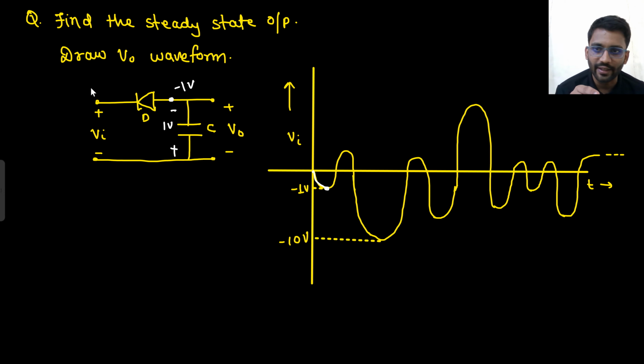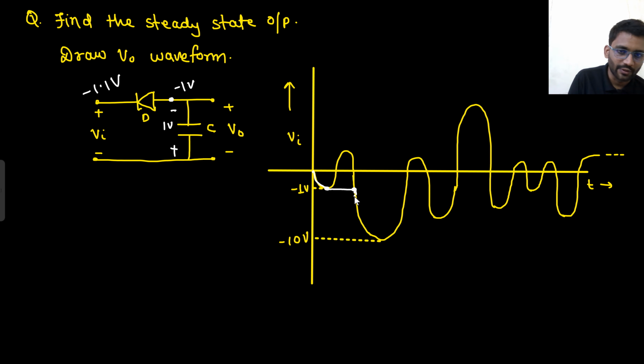At the next moment, the input will be minus 0.9 volt. So the N side is having more potential, the P side is having lesser potential. That means the diode will be off. And if the diode is off, the capacitor will retain its voltage until your input goes lower than minus 1 volt. So at this point, your input is going lesser than minus 1 volt. Let's assume at the next moment it is minus 1.1 volt. So again the diode will turn on and again it will follow the input.